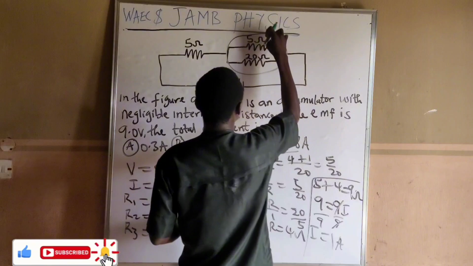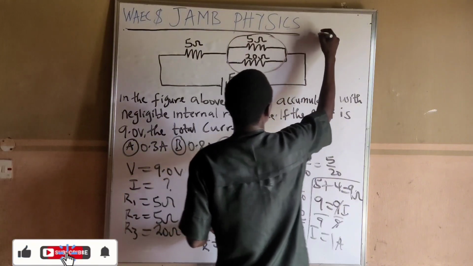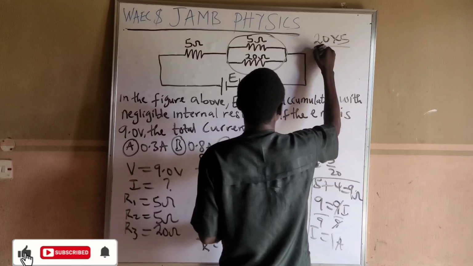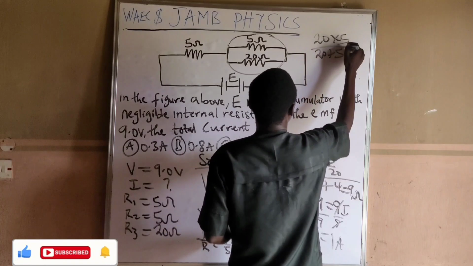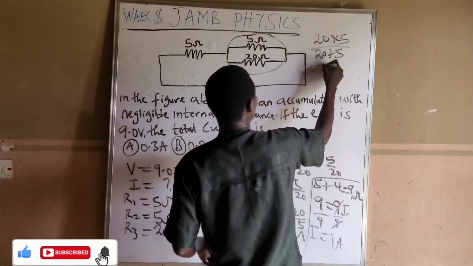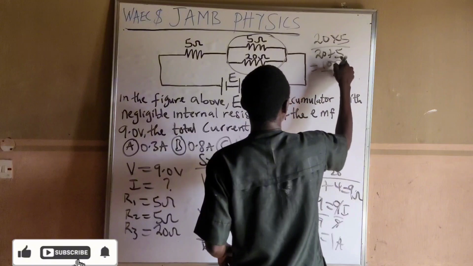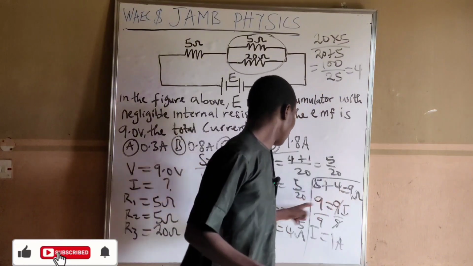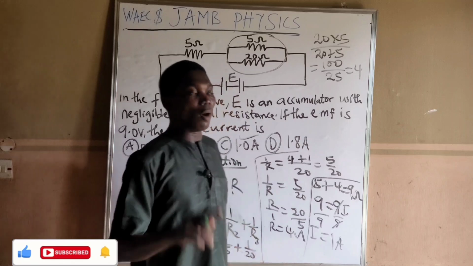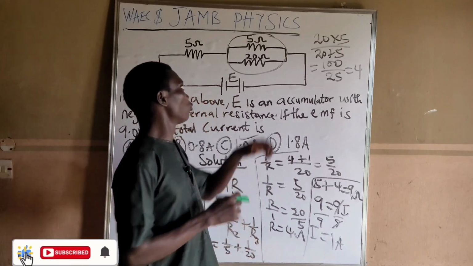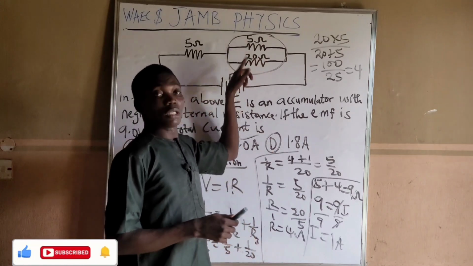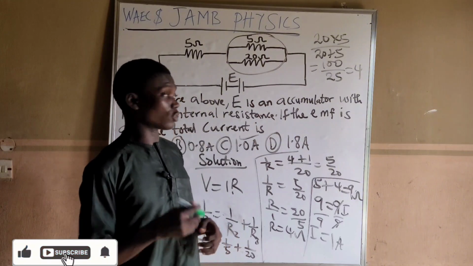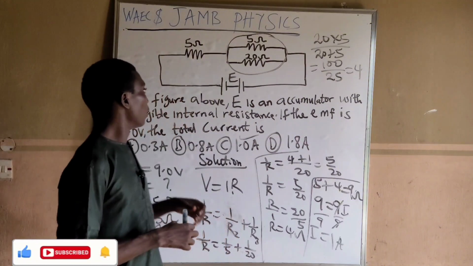Since I'm dealing with these two, the product of these two over the sum is 20 times 5 over, what is the sum? 20 plus 5. And that will give us 20 times 5, 100, over 20 plus 5, 25. 100 divided by 25 is 4. You can see that it's the same thing as this. But let me tell you something: this is only applicable when you are dealing with 2. If they are 3, don't say product over sum. It doesn't work.